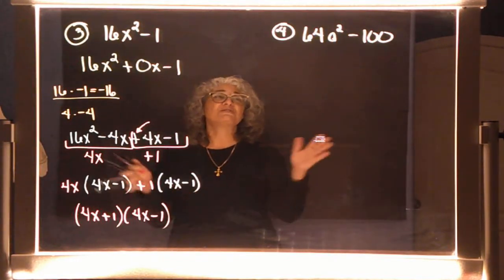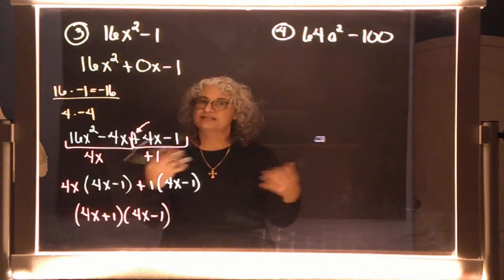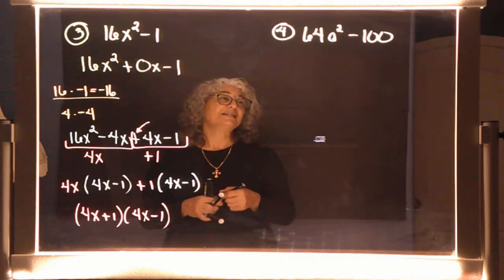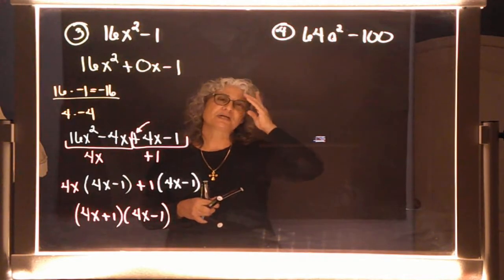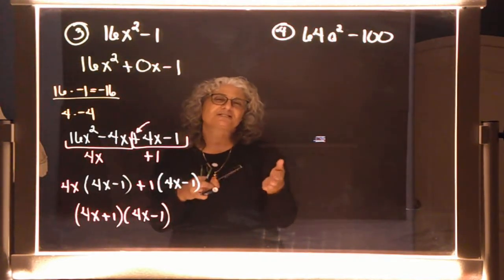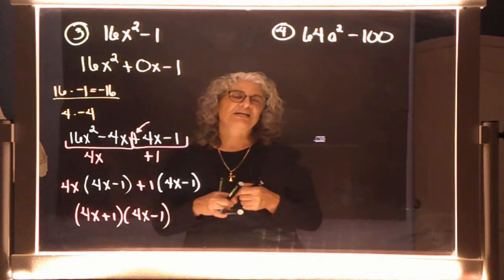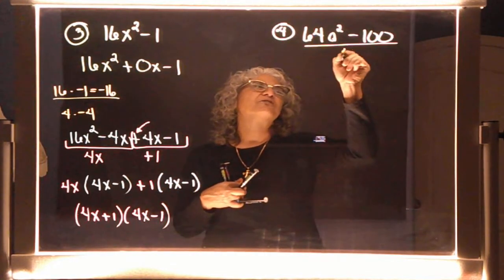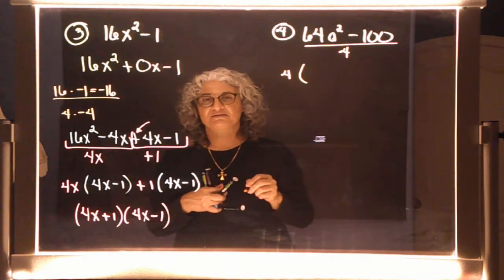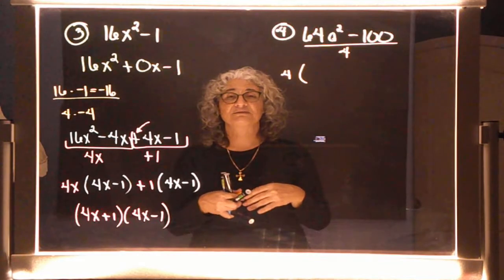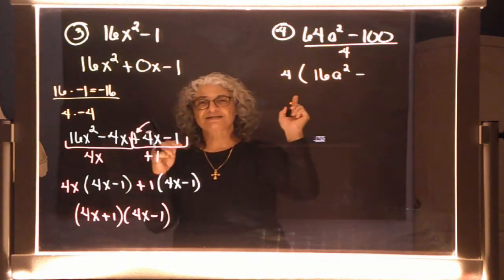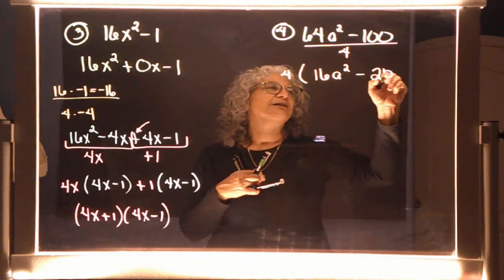Problem number 4. What's the first thing you're going to do? See if you can reduce it. Do you notice anything? Yeah, I noticed a 2 goes into both of those, but there's a larger number than 2. And when I divide, I want to try to divide out the largest number. Yeah, both of these will divide by a 4. So I can factor out a 4 and what remains. I know you got your calculators out. Good. 16a squared minus 25.